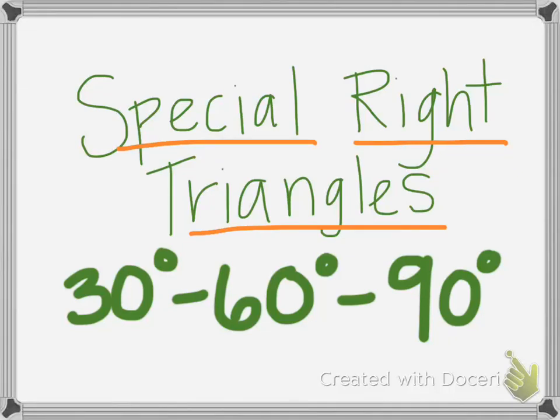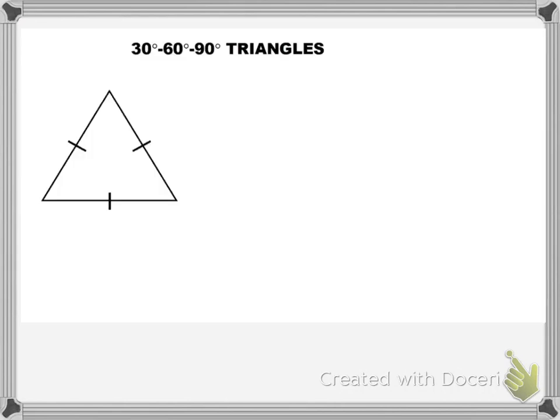Hi students, this set of notes is over the second kind of special right triangle, and that's the kind that has angle measures 30 degrees, 60 degrees, and 90 degrees. In the 30-60-90 triangle, there also is a ratio of the side lengths.